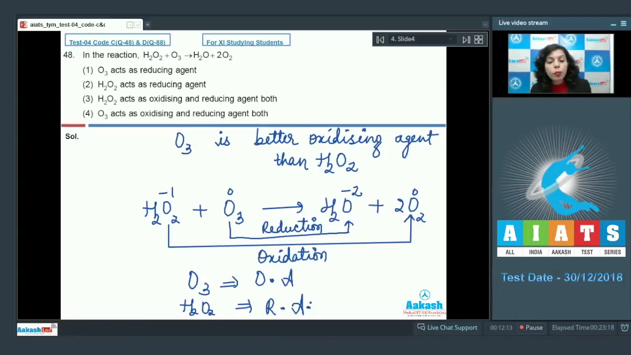Now let's choose the correct option. If you look at the option 2, it states H2O2 acts as reducing agent. This is the correct one, while other options are incorrect. And that's why you can easily choose option 2 as the correct option.